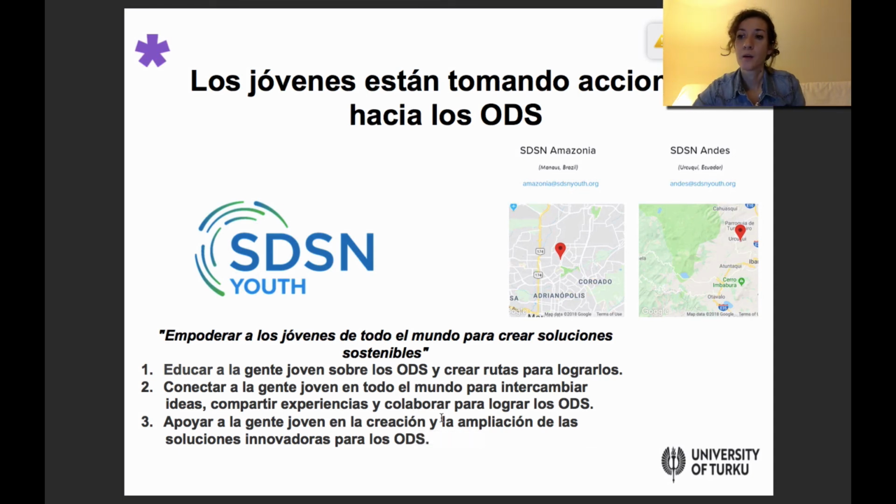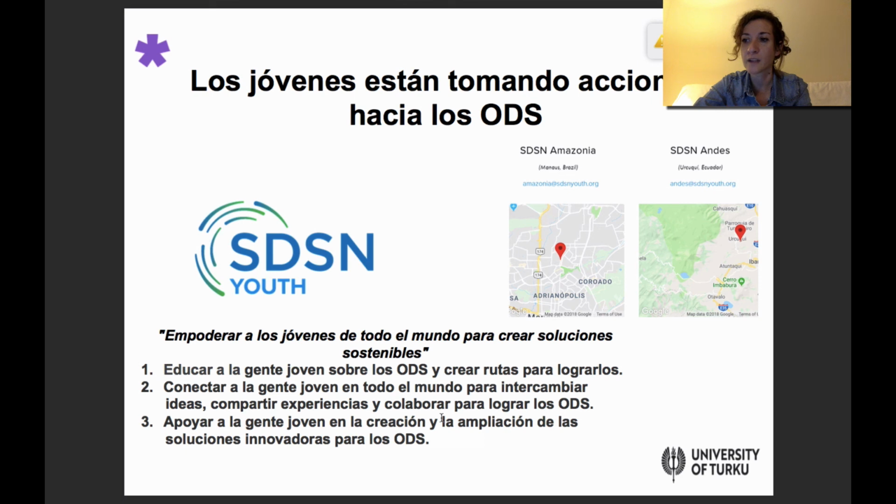So here is a bit of an example also of how youth like you can also contribute in a very concrete way to take action towards the achievement of SDGs. I put here the example of a network that I know directly because I've worked together with them on one project. So it's this SDSN, and this is the youth division of SDSN. It stands for Sustainable Development Solutions Network, and it was launched in 2012 by the UN Secretary Ban Ki-moon, because the idea was to mobilize global scientific and technological expertise to promote practical problem solving for sustainable development.